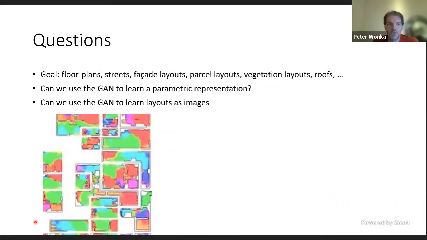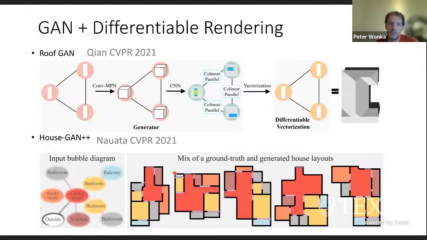The question is, can we actually do something like this? Can we use the GAN to learn a parametric representation, or can we use the GAN to learn layouts as images? And here, I think the success is a lot less, because if you try to learn these discrete structures as images, and you use the image-based GANs that have these fantastic results on faces and similar, you get these blobs. It doesn't really understand that the rooms are supposed to be rectangles. What you see is the boundaries are kind of blobby. It kind of looks maybe like a floor plan, but these are the general type of results that people get.